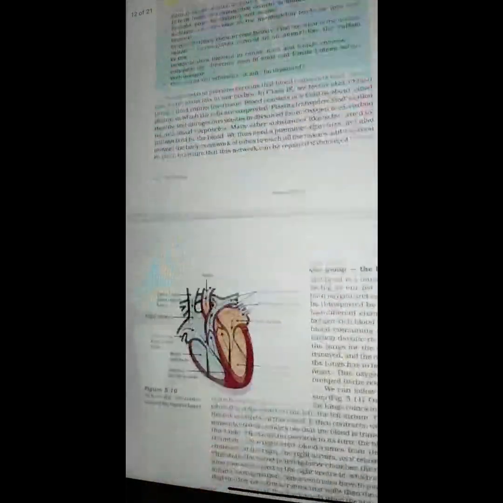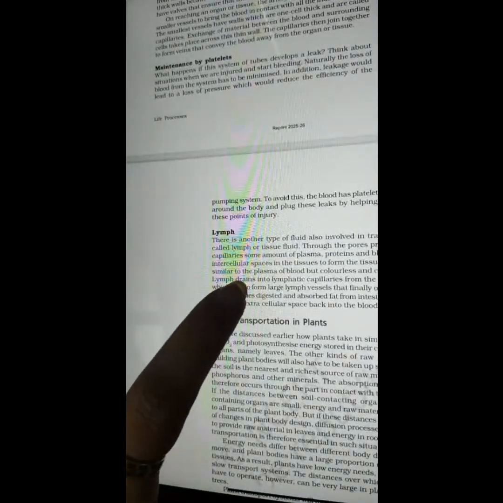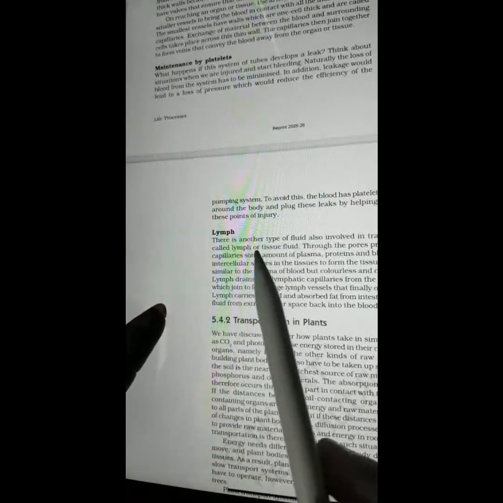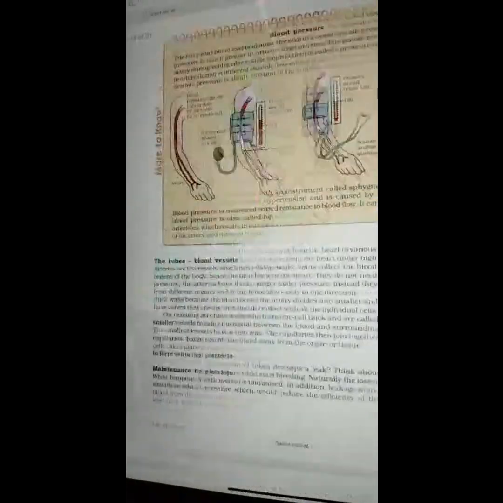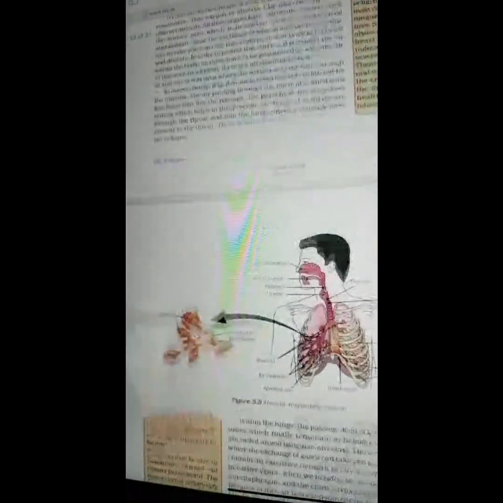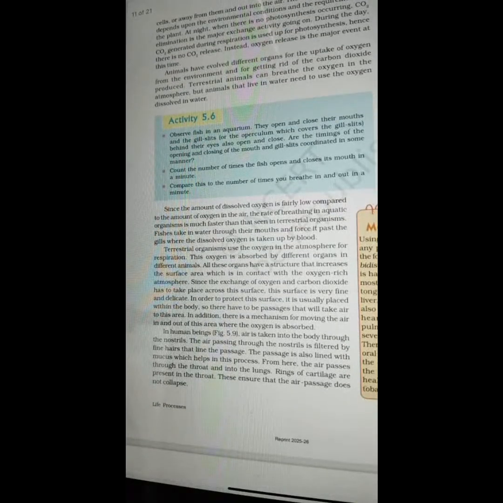Arfan, this is given in the circulatory system of life processes only, where they have told you about lymph. In case you are watching my screen, lymph is given here on this page. See, this is lymph given. So I was saying that four or five questions are possible from this lymph. So we were here on this page. I hope you have understood, Advay.